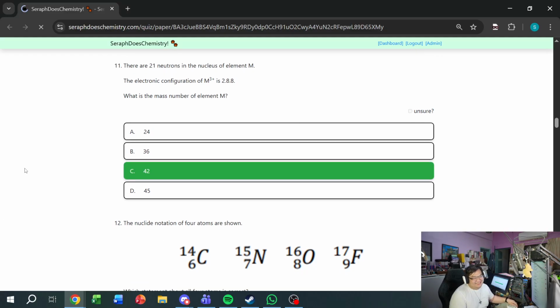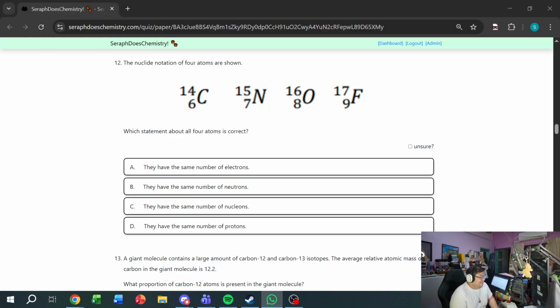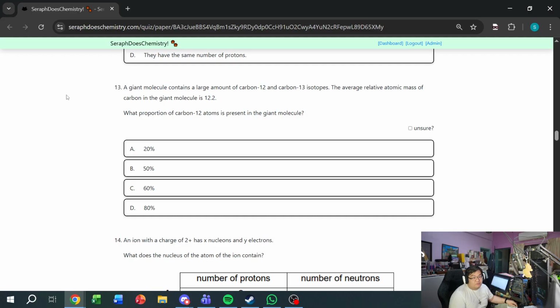Okay, let's go. 12. So carbon 13, carbon 12. Okay, this is the calculation thing. Yeah, I think it's the first time you're doing this. Let me know if you need help.